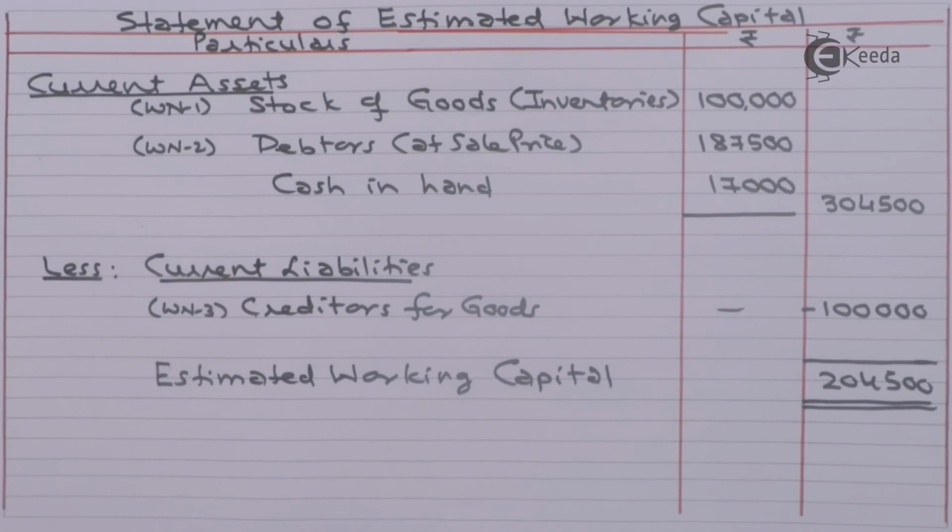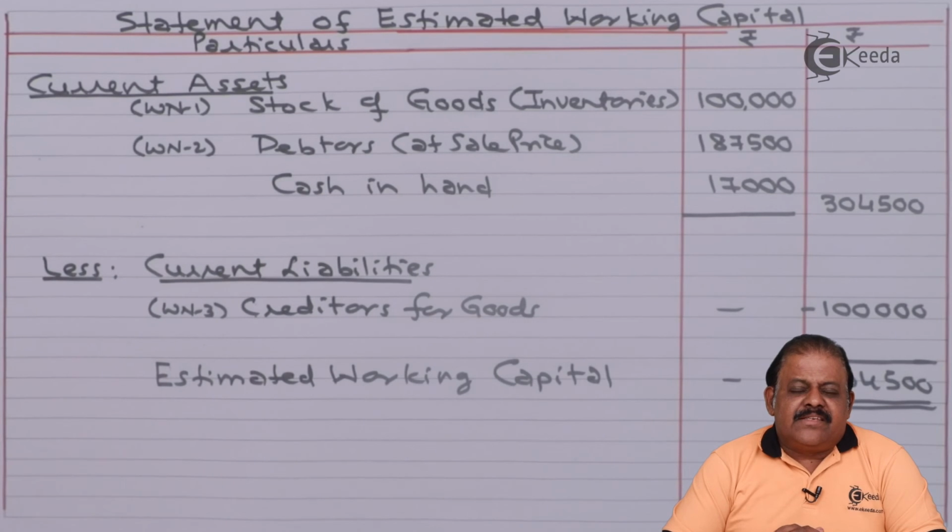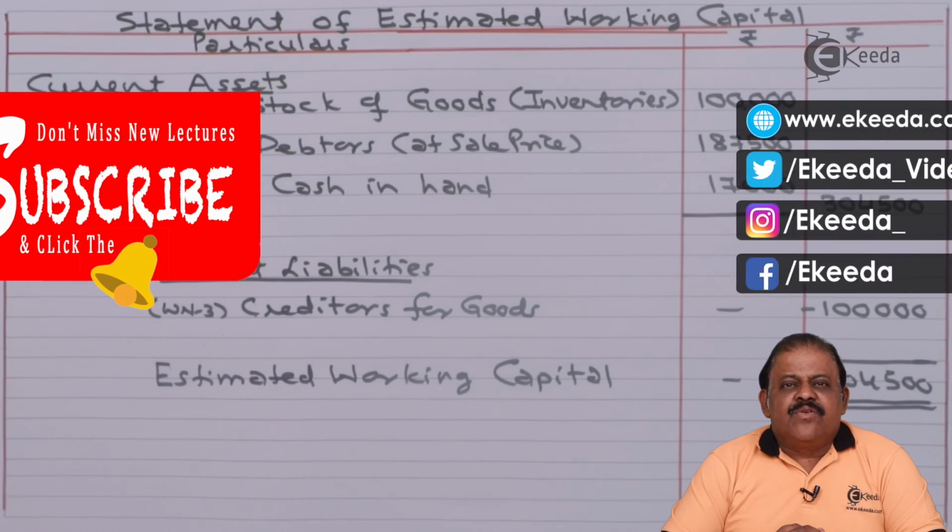Estimated working capital 2,04,500. In this video, we have understood how to calculate estimated working capital when projected sales are given and gross profit ratio is given.